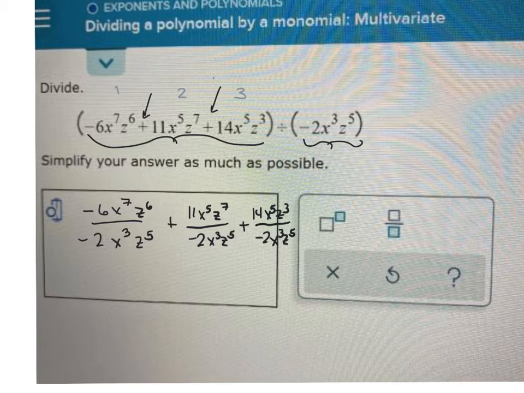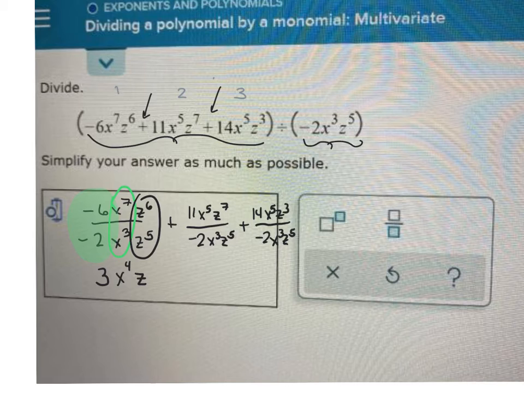So if I look at the first terms, I have these two numbers, negative 6 and 2. So negative 6 divided by negative 2 is simply going to be 3. Then if I look at these two values, x to the 7th over x to the 3rd, I just subtract the exponents. So 7 minus 3 is x to the 4th. Now remember, if it's a negative exponent, then it will jump to the bottom. But it does not look like any of these. Well, there's one like that, but not too many. z to the 6, z to the 5. 6 minus 5 is z to the 1st. So that is my first term simplified.